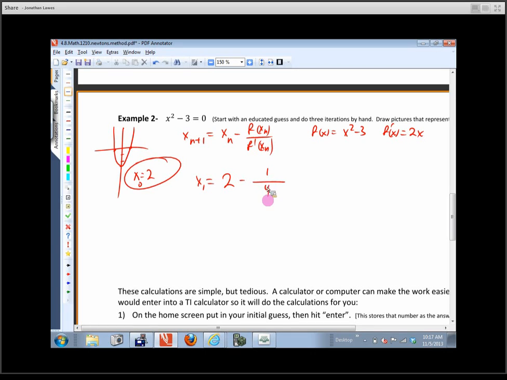So what do we get? Okay, we get 7/4. We get 1 3/4. We get 1.75. Okay, now I'm going to leave it like this right here. So I'm going to say my next guess is 7/4. Let me circle that. Okay.